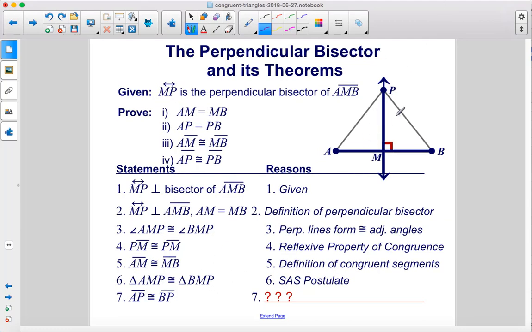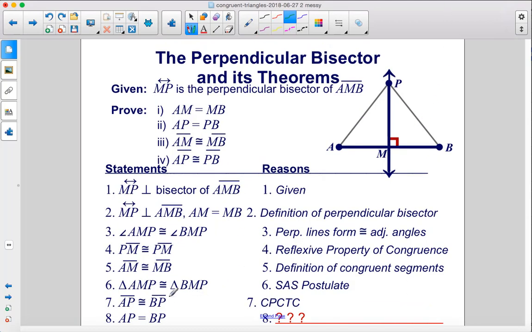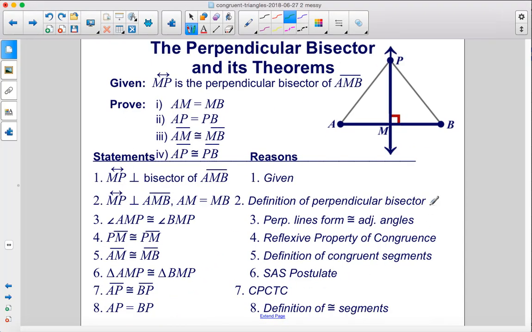Since these two triangles are now shown as congruent, we can now conclude that AP here is congruent to BP because corresponding parts of congruent triangles are congruent. And finally, since these segments are congruent, their measures are also equal because that's the definition of congruent segments. And here is the full proof.